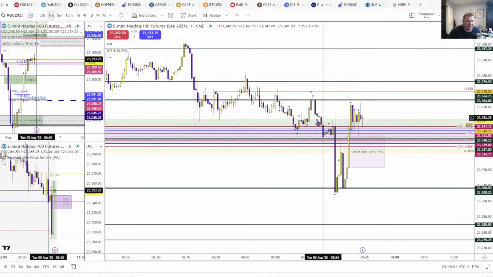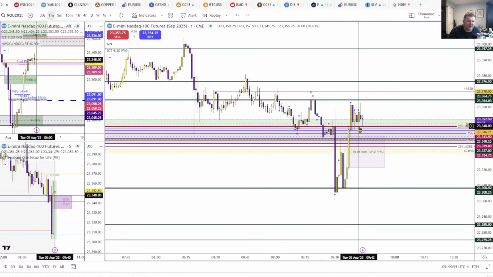So that area there is pivotal for me and here. So I'm stuck between those two levels now, and we've got some support here that's given me like a 52% chance of going higher.